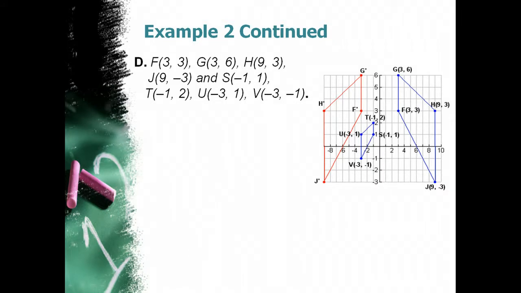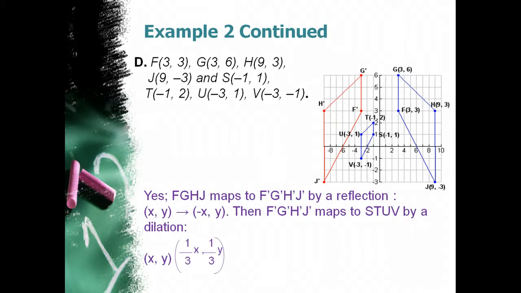Another one. FGH maps to F'G'H' by a reflection. So we've reflected from the blue over to the red. So it's already on the correct side. And then we figure out how much larger these are. And we find that this is 3 times the size of this. So if we divide by 3, we will get these vertices.